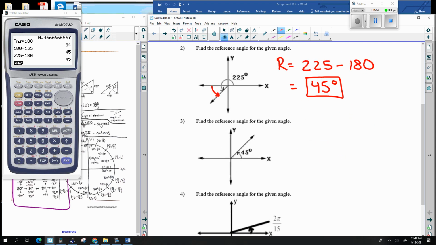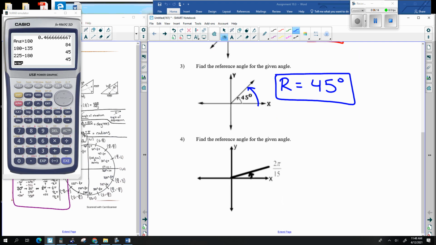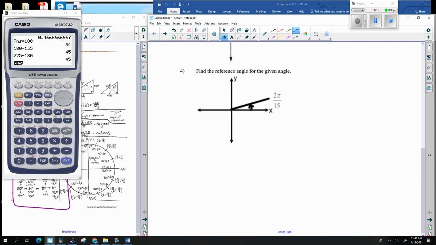What is the reference angle? That's where the x-axis is, and that is where the reference angle is the angle. Here they're talking about radians, so that's not that big of a deal. Here's the reference angle, so the reference angle will be the angle itself.